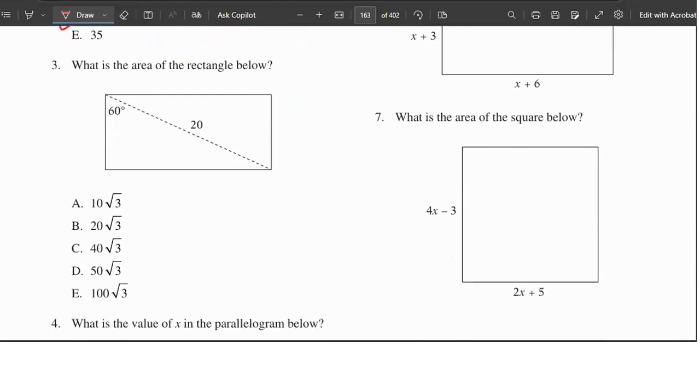Now in this figure, what is the area of the rectangle below? It's given it's a rectangle, so this angle will be right angle, and this is also 90 degree. This is 60 degree. This is 90 degree. So this will be 180 minus 60 minus 90, that is 30 degree. Now the easiest way to do this will be using trigonometry.